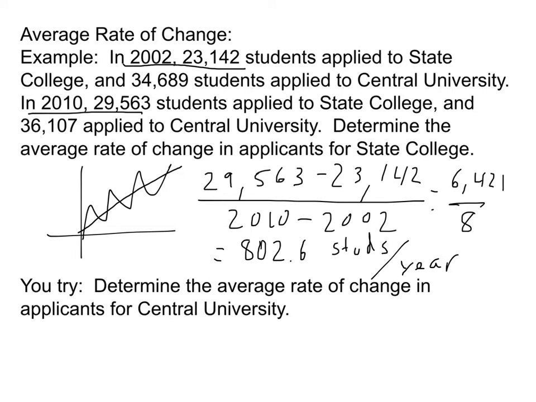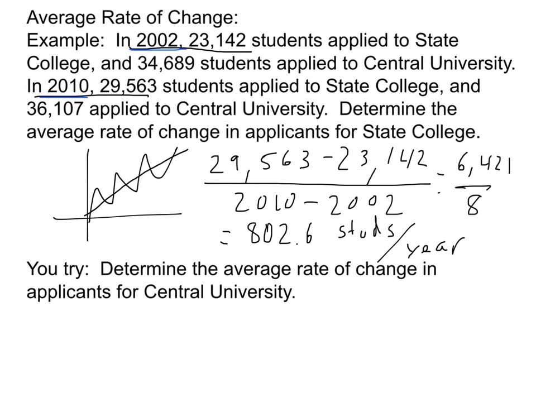Okay, go ahead and hit pause and find out what the rate of change for Central University is. Go. Alright, if we were to look at Central University, we're going to be looking at these numbers. The years will stay the same, so it's still 2002 and 2010 for our X values. But now, since it's Central University, we're going to be using the 36,107. So it still goes up, so you should get a positive slope here.